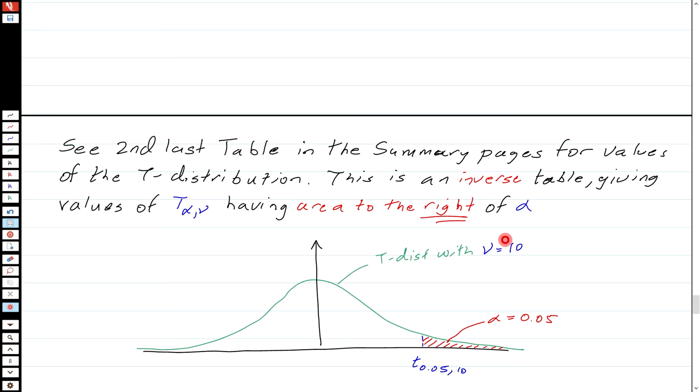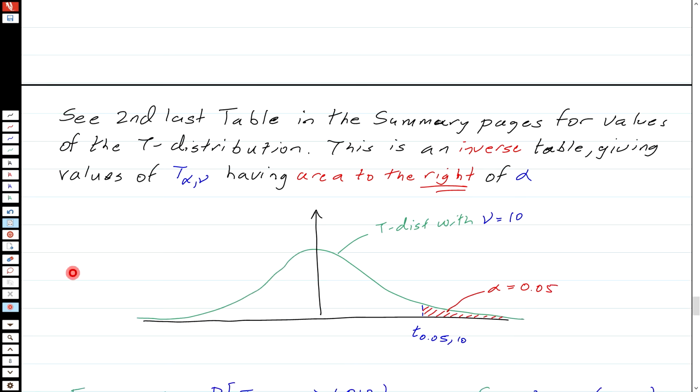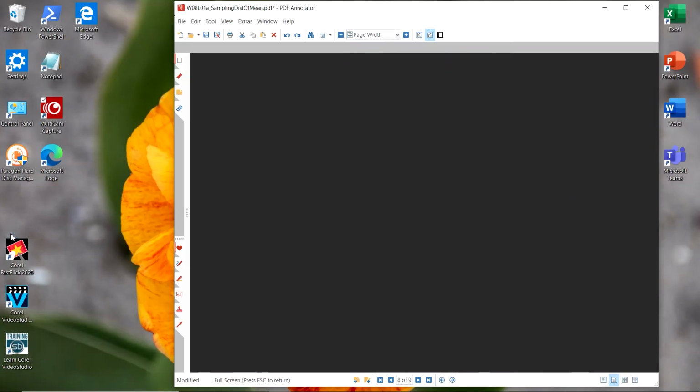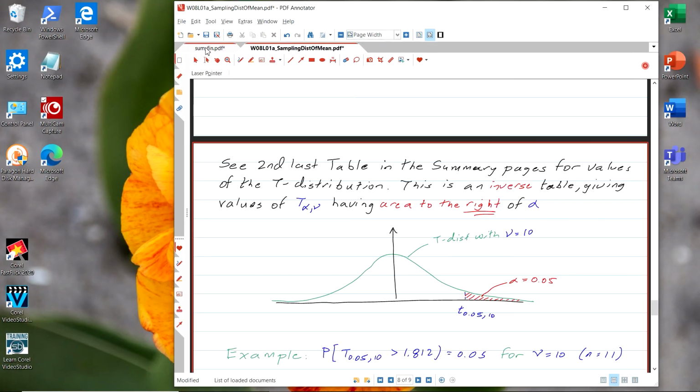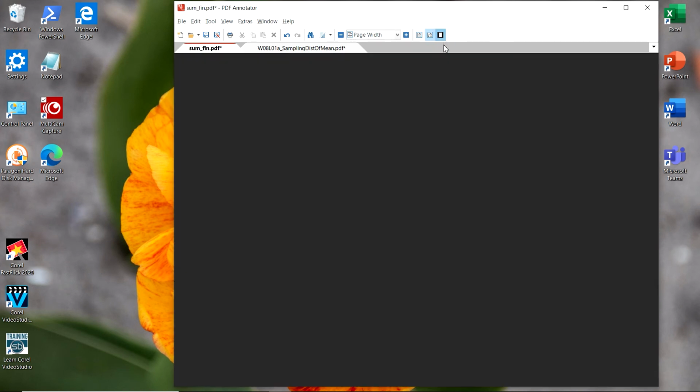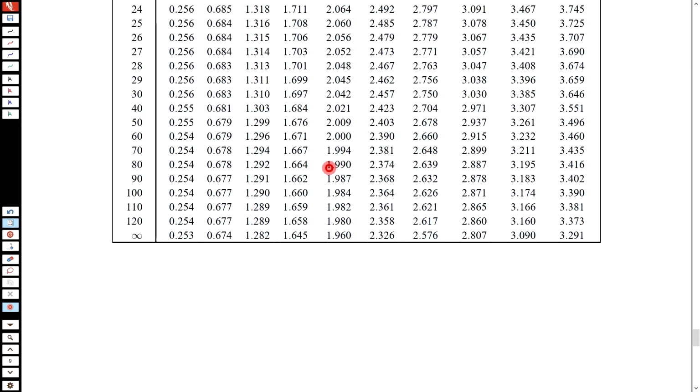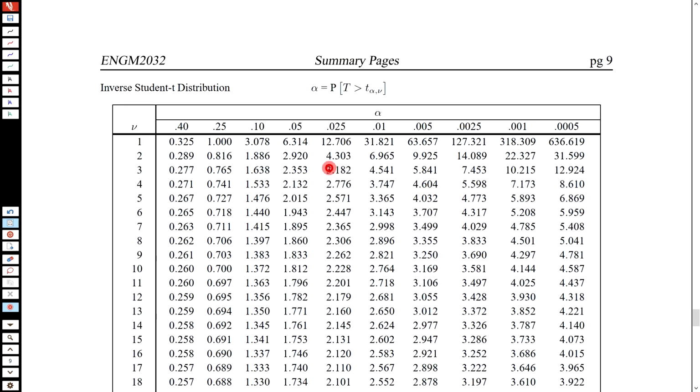Okay, so if we look in the summary pages, we'll see values for the t distribution in the second last table. This is an inverse table giving values of t sub alpha, comma, nu, having area to the right of alpha. In other words, the values in the table are these numbers along the horizontal axis, having area to the right equal to the value of alpha. Let me just quickly go and illustrate that. So if we go to our summary pages, let me just make this bigger. So this is the t distribution right here.